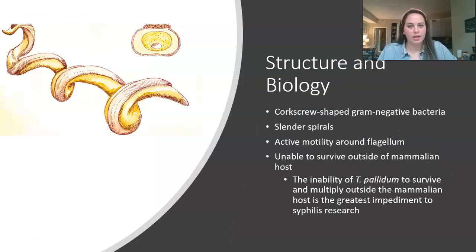So T. pallidum is a corkscrew-shaped gram-negative bacteria, and it has slender spirals and is actively motile around its flagellum. It's unable to survive outside of the mammalian host, and this inability of T. pallidum to survive and multiply outside of the mammalian host is the greatest impediment to syphilis research, and is why there's still not a lot known about its mechanisms.